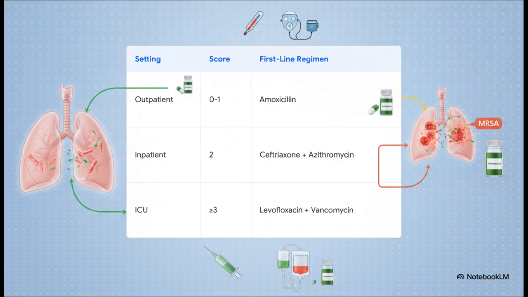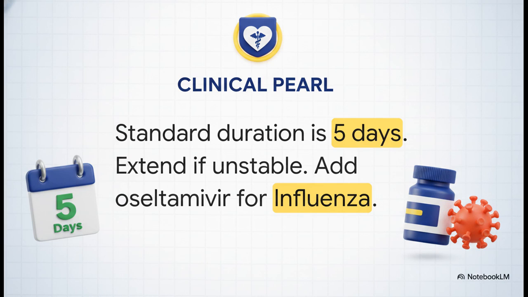For inpatients sitting at a score of 2, we escalate to IV antibiotics, ceftriaxone plus azithromycin. And for our ICU patients scoring a 3 or more, we hit hard. It's either ceftriaxone plus azithromycin, or we bring out the heavy artillery, levofloxacin plus vancomycin, specifically to ensure we've got solid cover for MRSA.